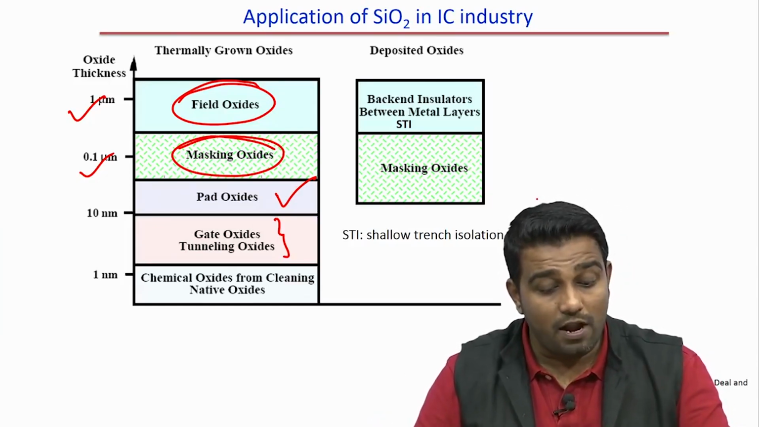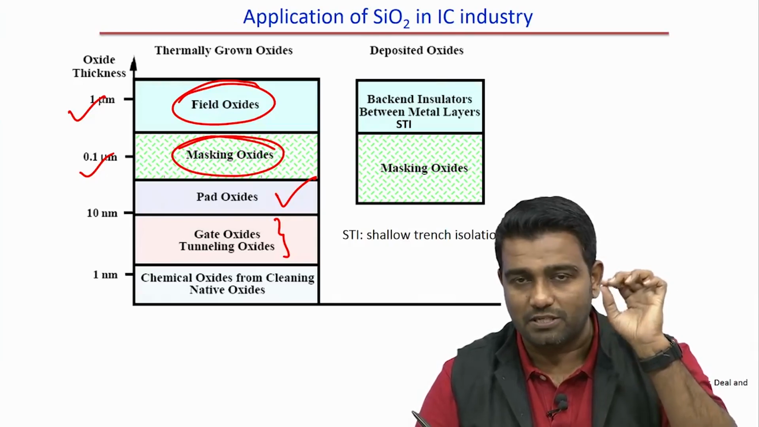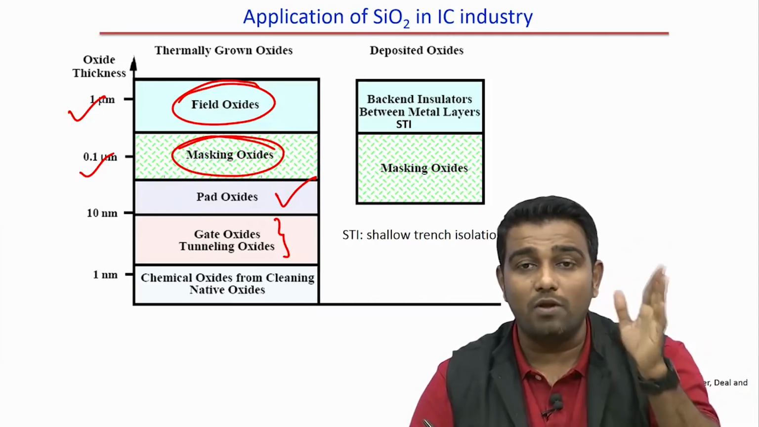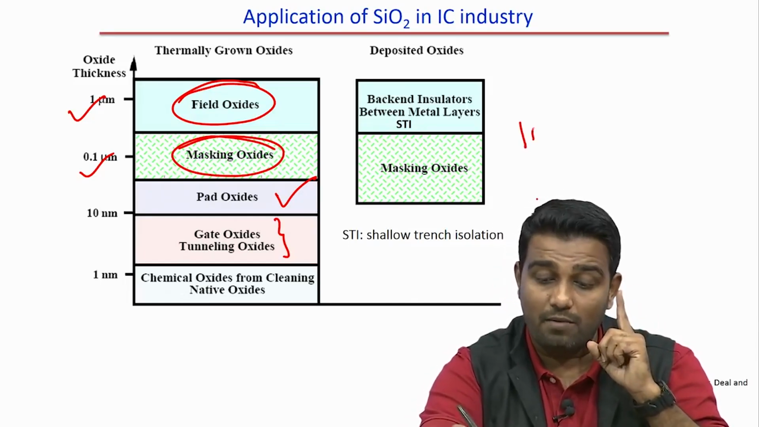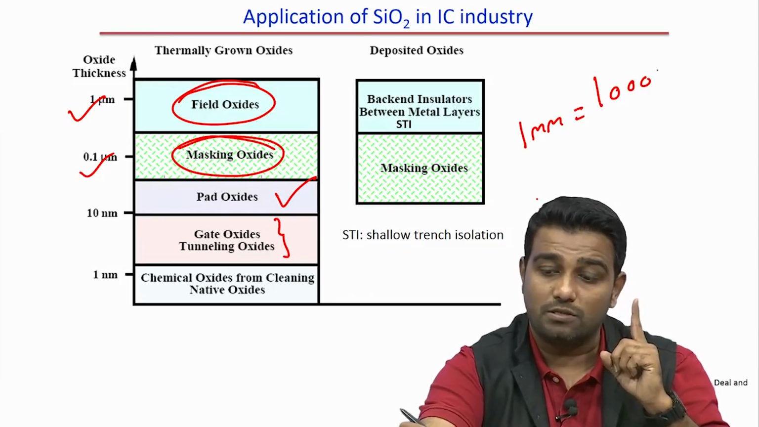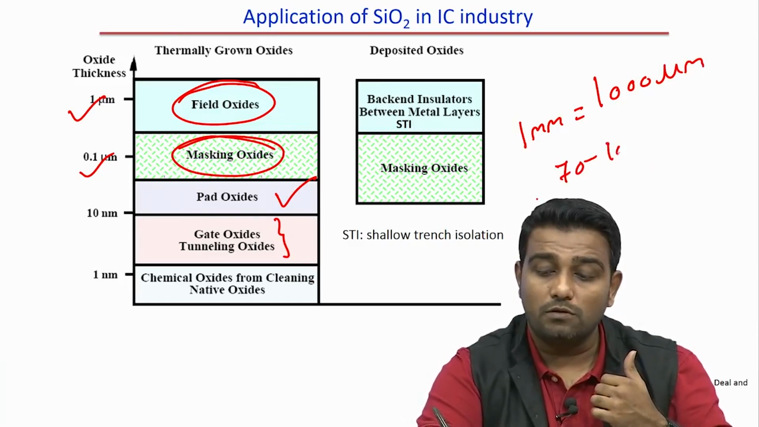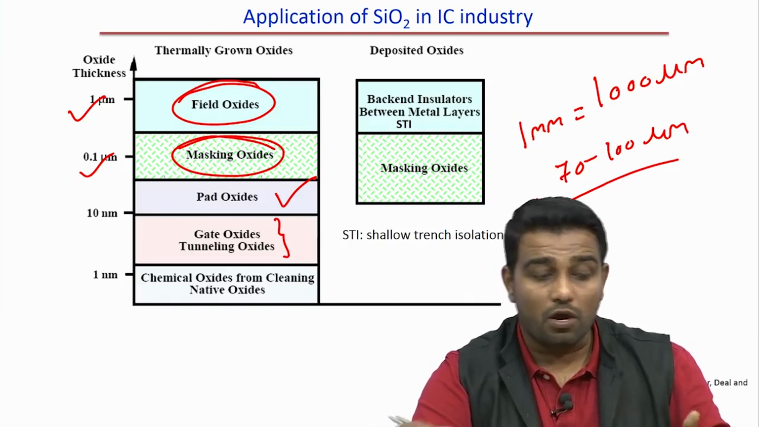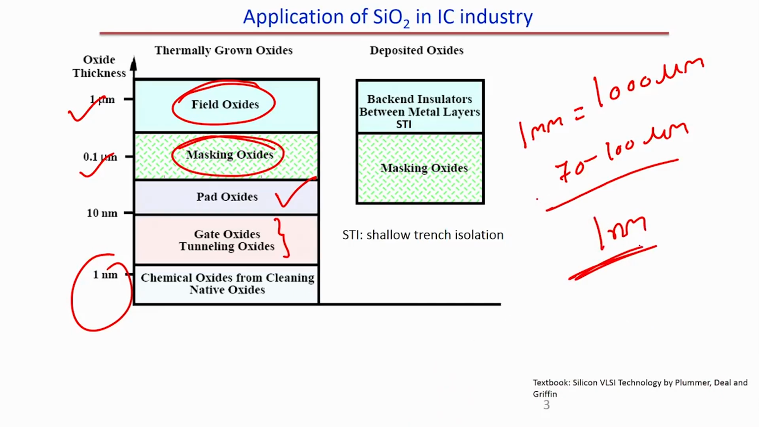What is the next step? 1 nanometer, to that level, 1 nanometer. Now, you understand the importance of the dimensions. I told you the thickness of one single human hair is around 70 to 100 microns. 1 millimeter is 1000 microns. So, human hair is about 70 to 100 micrometers, and what we are talking about is 1 nanometer. So, it is extremely thin, all right.